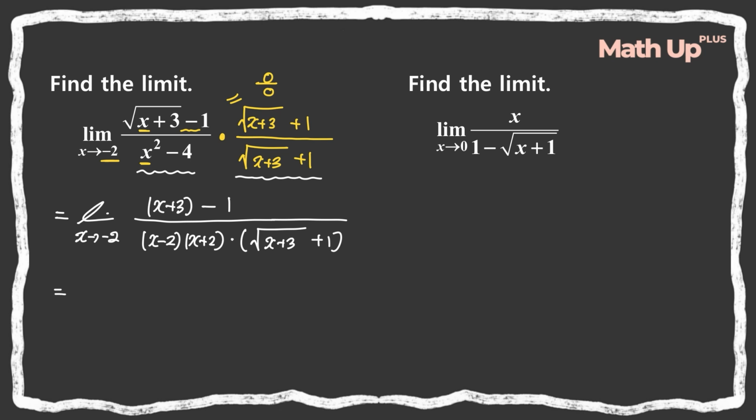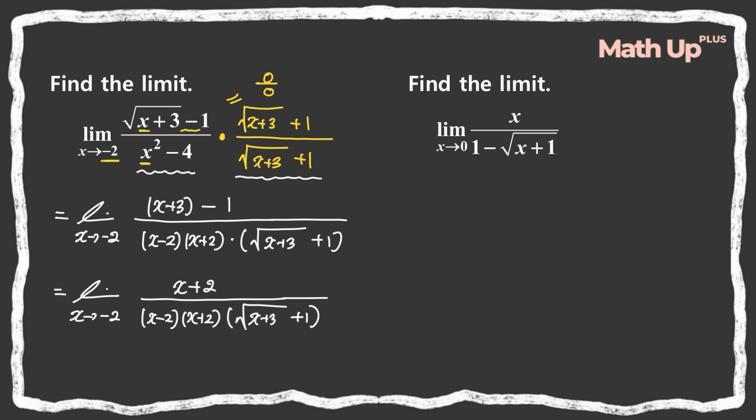So this is equal to the limit as x approaches -2. Here, numerator x plus 3 minus 1, so x plus 2. Denominator (x minus 2)(x plus 2)(square root of x plus 3 plus 1), right? This x plus 2 cancels out. Now what we have to do is we substitute -2 for x.